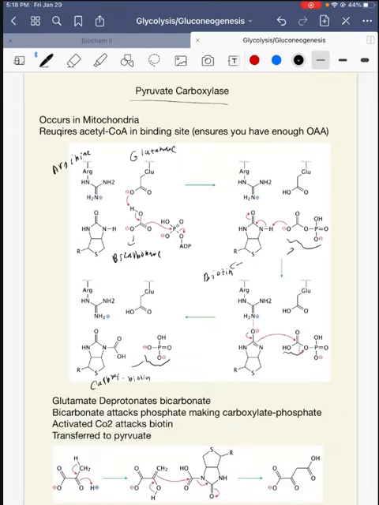Then pyruvate down here grabs the CO2 from biotin. So this is biotin, and it has the carboxy group over here. Pyruvate comes and grabs the CO2, and we make oxaloacetate. So we're pretty much just transferring this CO2 group. It transferred to a phosphate, then to a biotin, and then finally to pyruvate, and we made oxaloacetate. Okay, and I wrote down the steps here, if it's easier for you to understand it that way.